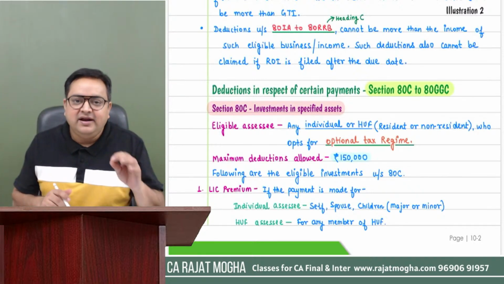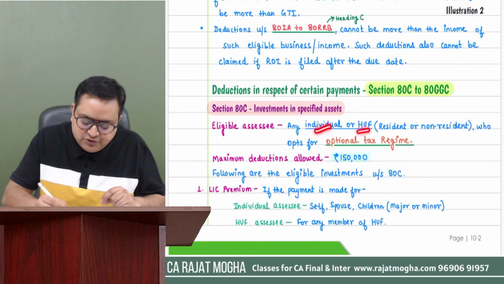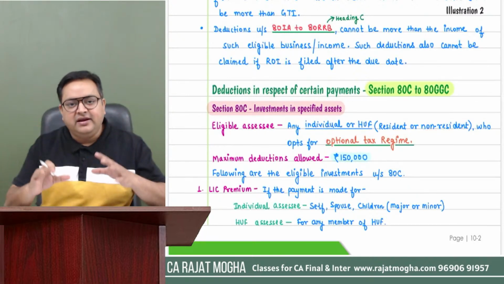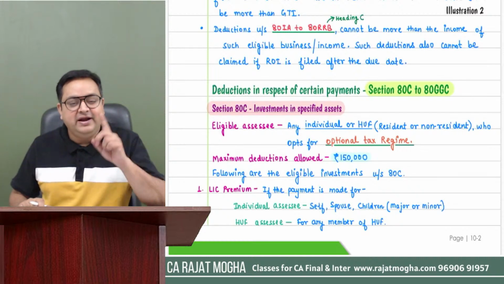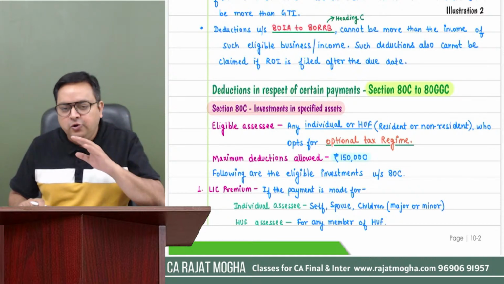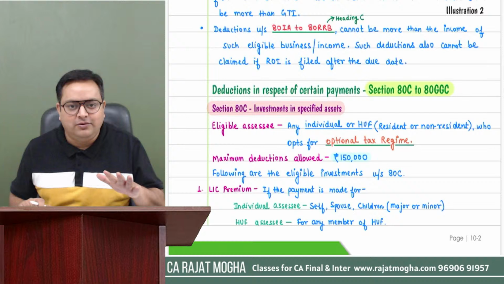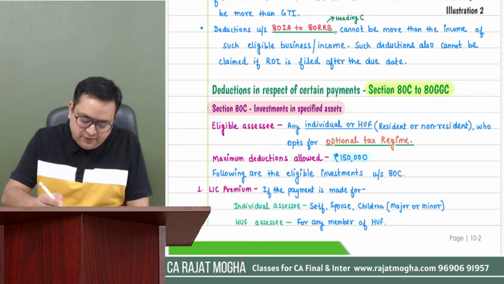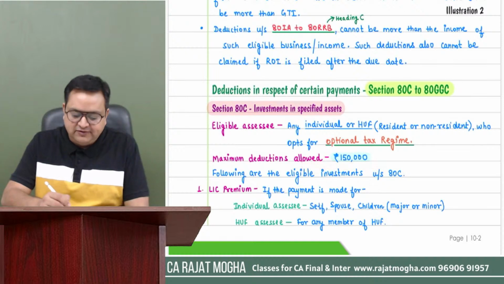This is something which is important. Please remember this. 80C is available only to individual and HUF. Whether they are resident or non-resident doesn't matter. They can claim deduction under 80C. So only individual and HUF. AOP, BOI, no. Partnership firm, company, no. Only individual and HUF, right? Okay. Maximum deduction I have already discussed, 1,50,000.